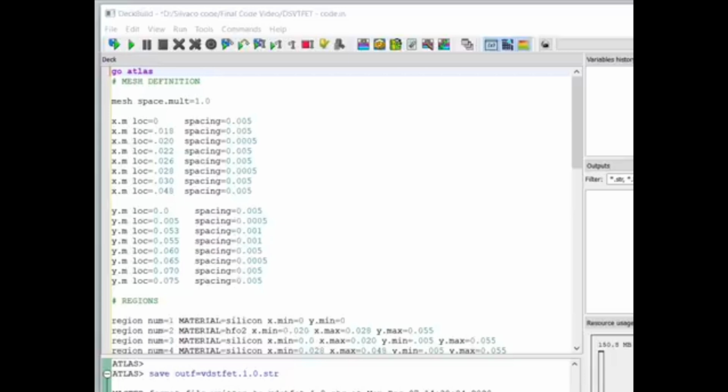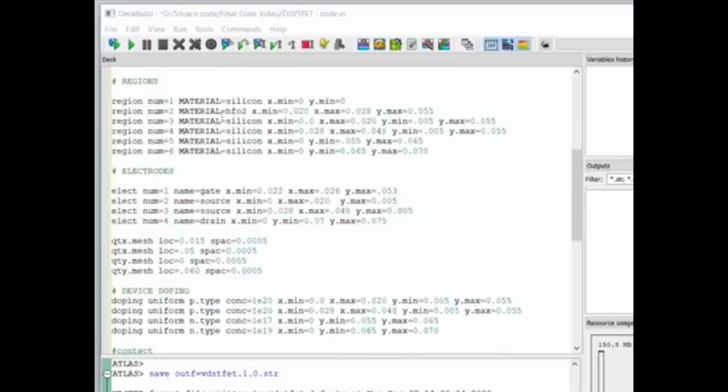In the region part, I have started from region number 1, material silicon with its positional parameters, X minimum 0 to X maximum 48 nanometer, Y minimum 0 to the maximum value 75 nanometer. Region number 2 is for the oxide part, that is HfO2, with its positional parameters. Region numbers 3, 4, 5 and 6 are again silicon parts with their positional parameters. Please note down every quantity very carefully, otherwise your code will not work.